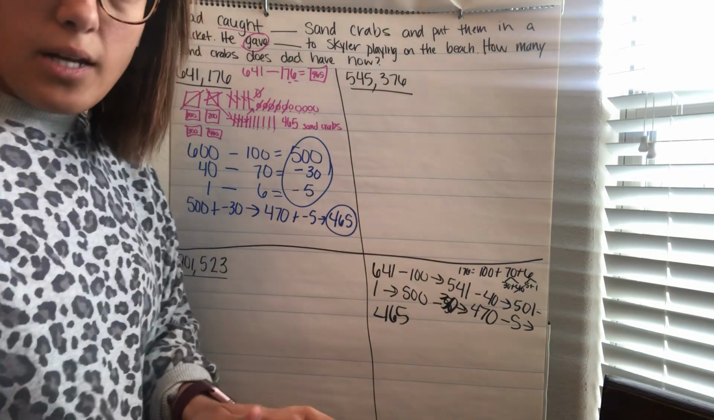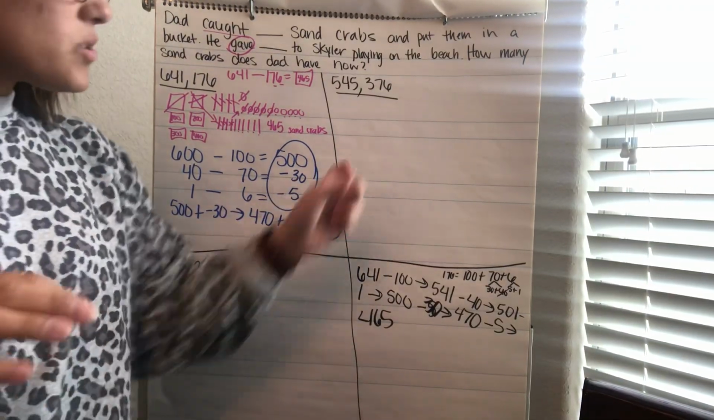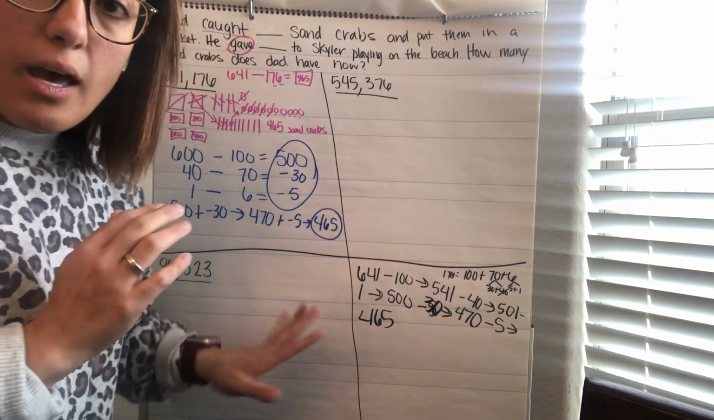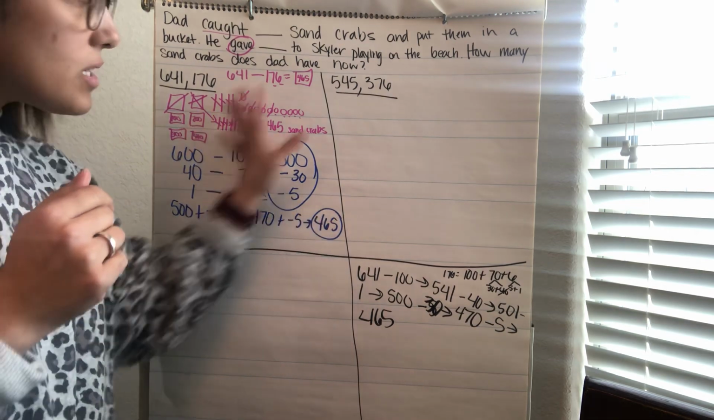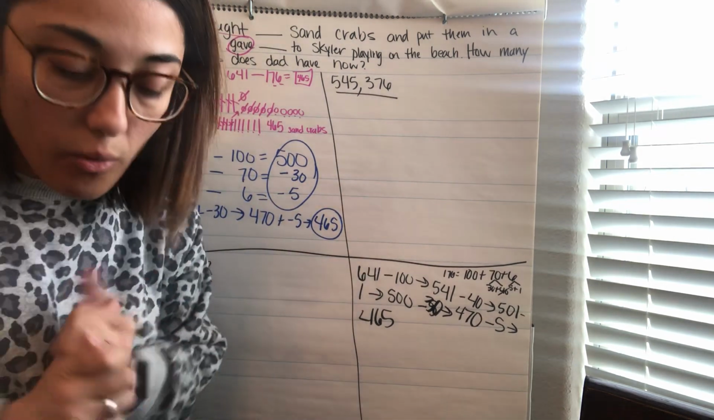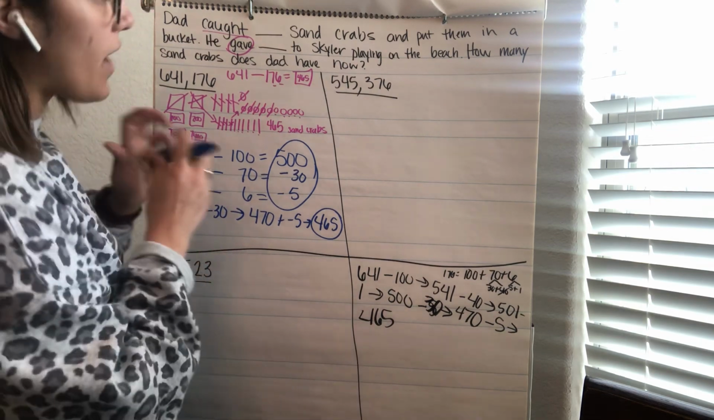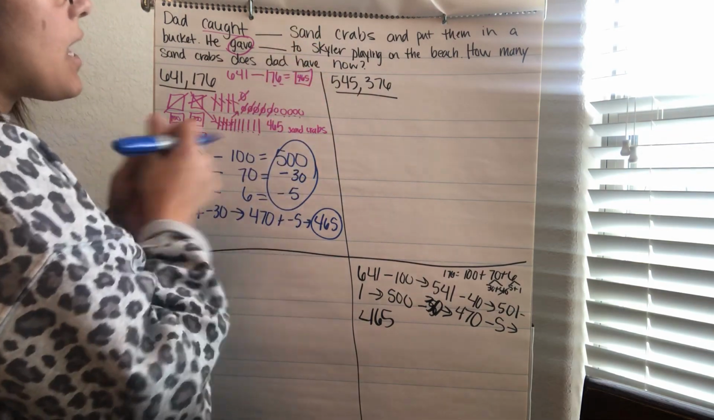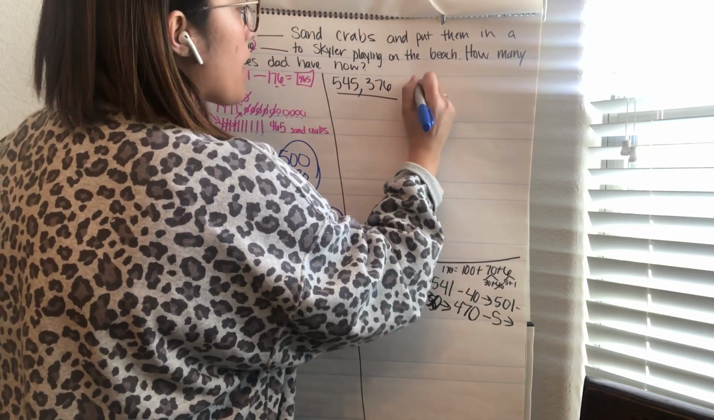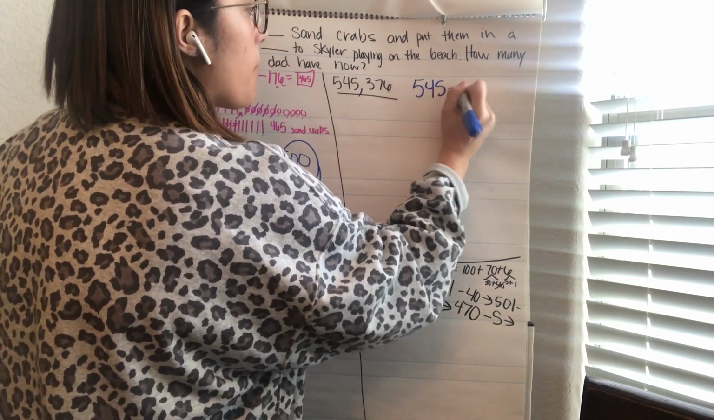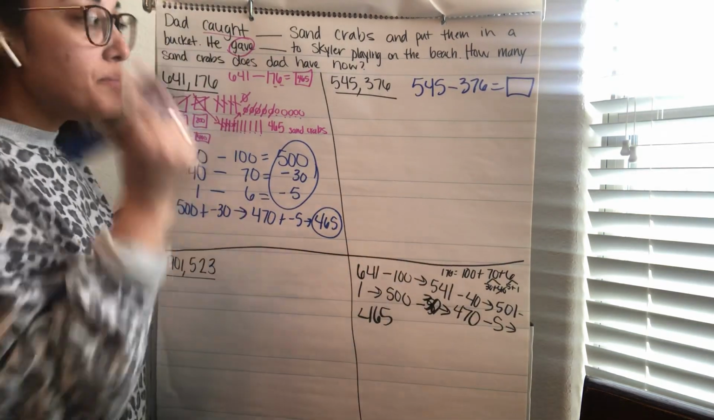Okay, I'm going to move on and do this one. I'm just going to do one more, I think, and not worry about the bottom one. That way you can see these different ways and then how it would go in that bottom one. So again, 545, same crabs, put them in a bucket, and he gave away 376. So I can go ahead and write my equation. 545 minus 376 equals what?